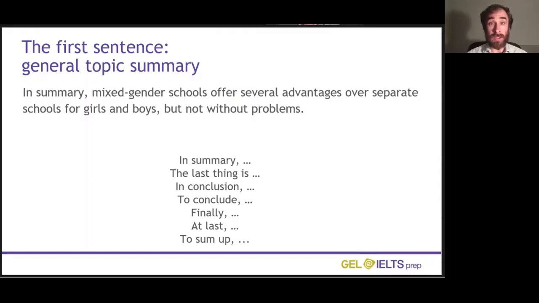The discourse markers that are correct here are in summary, in conclusion, to conclude, and to sum up. Notice how all 4 of those either are connected to the word summary or connected to the word conclusion. The phrases the last thing or finally or at last are usually used to give the last point. Now in your conclusion, you're not giving another point, you're summarizing what you've already said. So those 3 are not correct.